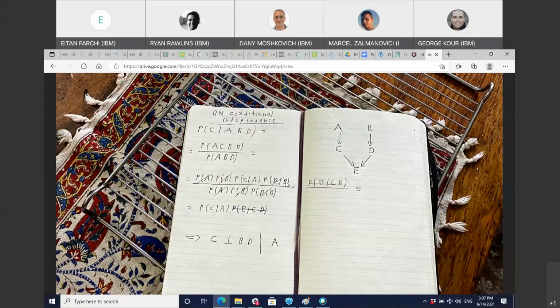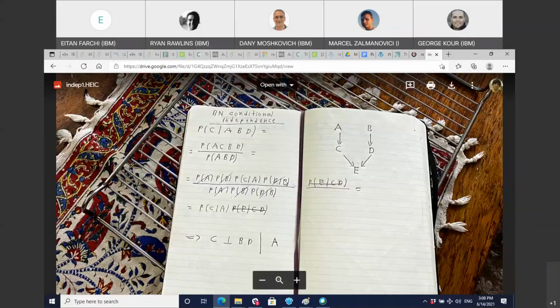Same thing here at the top for the probability of A, C, B, and D. If you're not clear about this, try at home to factor the probability of A, C, B, and D according to the laws of probability, and then use the Bayesian structure to simplify and see that you get to what I got here. Any question up to now?